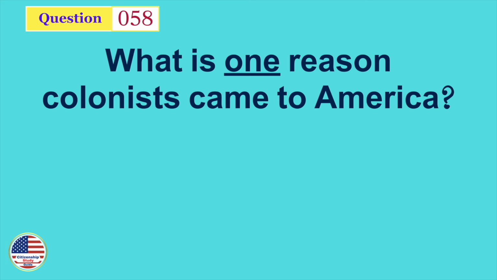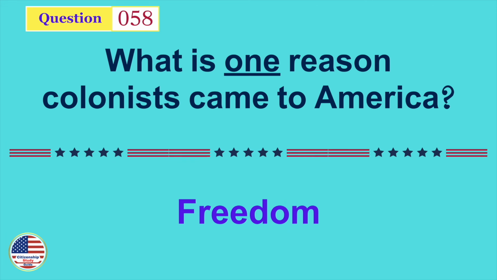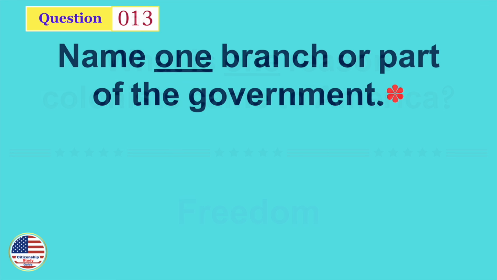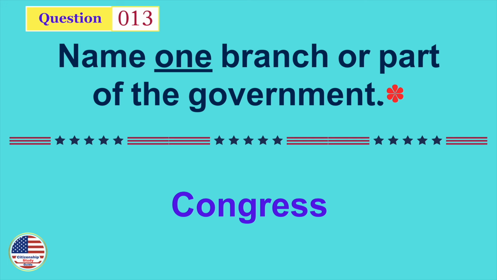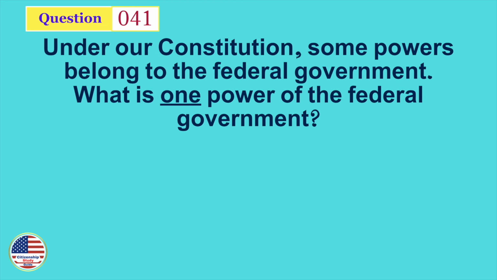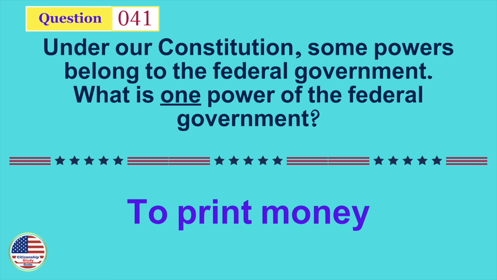What is one reason colonists came to America? Freedom. Name one branch or part of the government. Congress. Under our Constitution, some powers belong to the federal government. What is one power of the federal government? To print money.